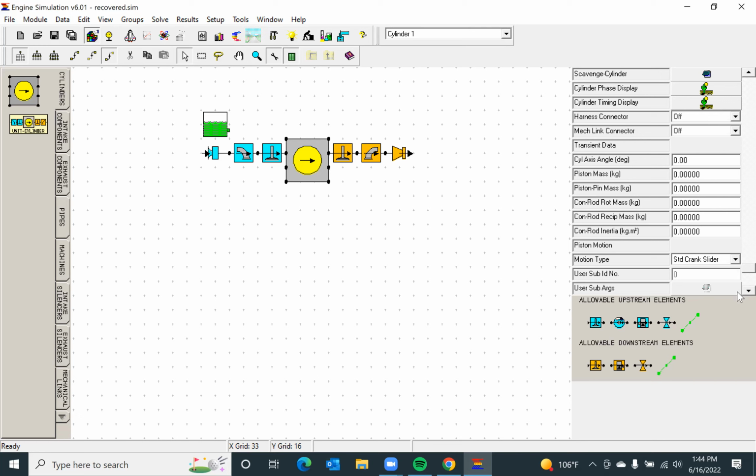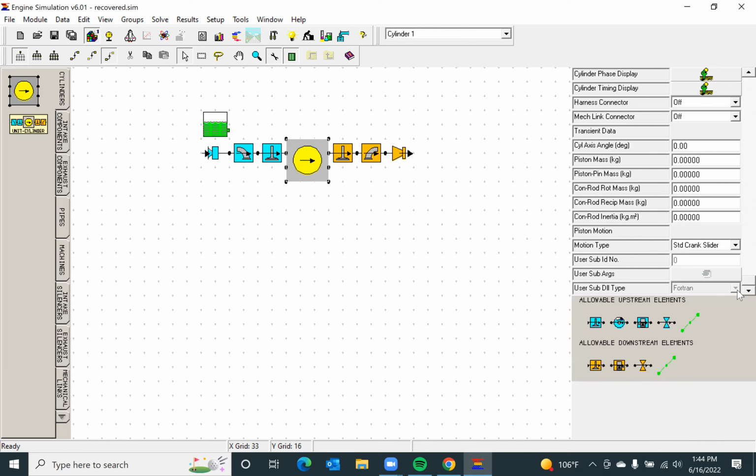Then you want to decide what type of mechanism is converting the reciprocating motion into the rotary motion. And I'll tell you why this is important.